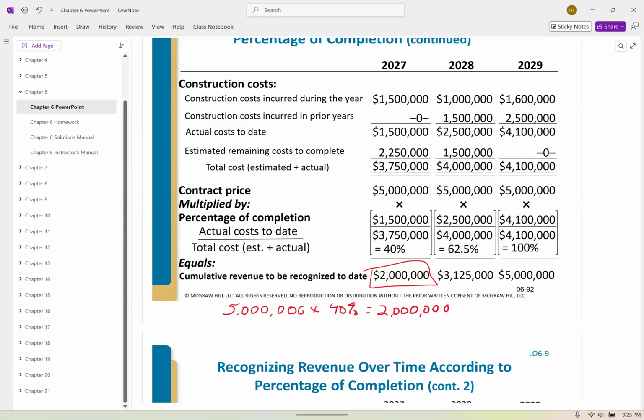Then 2028, we have our actual cost to date, 2.5 million, divided by the total cost estimated to complete it of 4 million. So that means that we are going to record 62.5%. Okay. We're going to take the 5 million. They did this calculation, but we're going to multiply it times the 62.5%, gives us 3,125,000. But we can't record this amount, okay? Because we've already recorded 2 million of that up to that point.